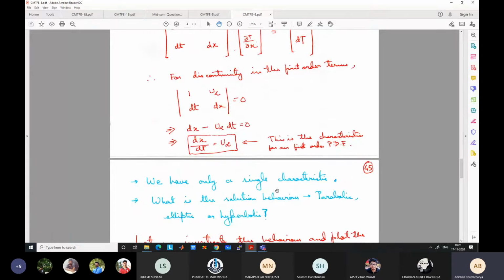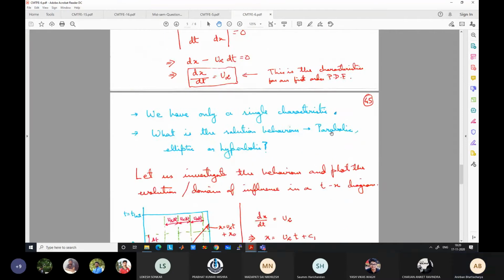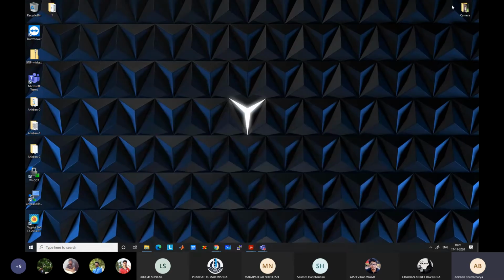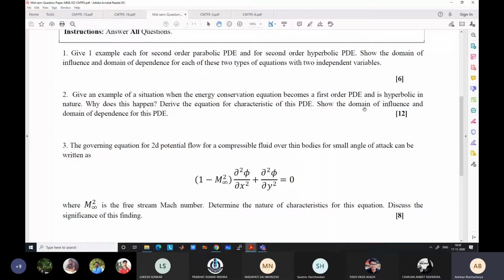So it shows that you have not understood actually what is the characteristic, those of you who have not done it correctly. Okay, so this time I have generously given marks, but next time you have to be more careful. Okay, and what was the other part of the question? Show the domain of influence and domain of dependence of the PDE.